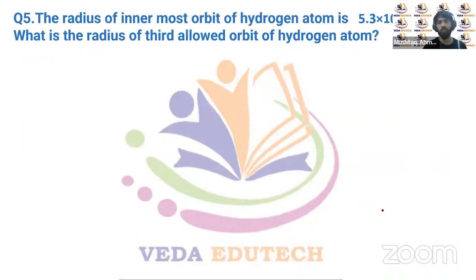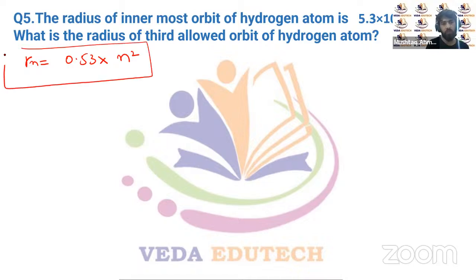Now, talking about question number 5, the radius of the innermost orbit of the hydrogen atom is given as 0.53 angstrom. What is the radius of the third allowed orbit of the hydrogen atom? The radius of the nth orbit of a hydrogen atom is 0.53 multiplied by n squared. This is for the hydrogen atom.